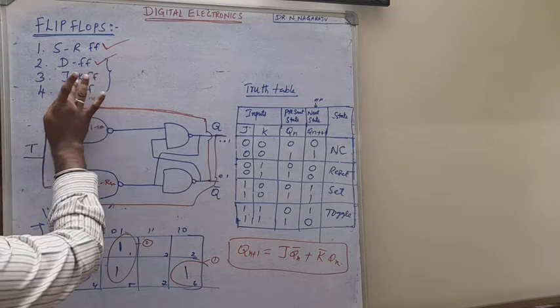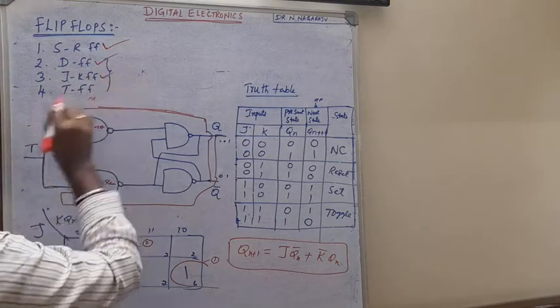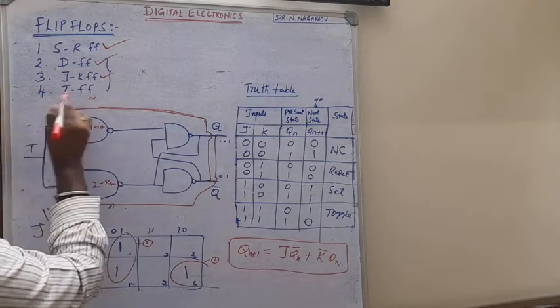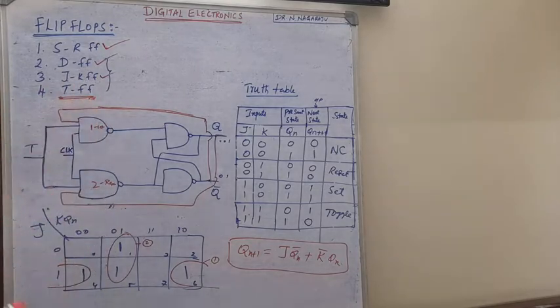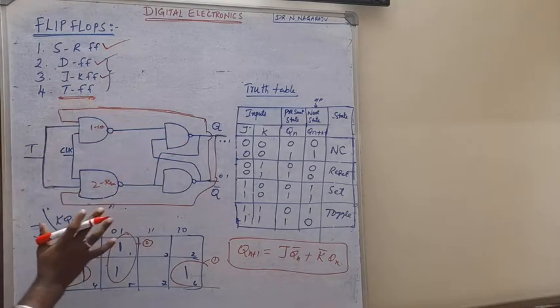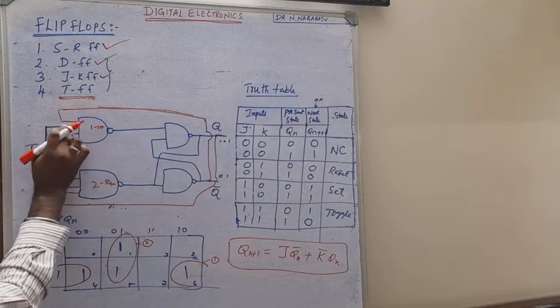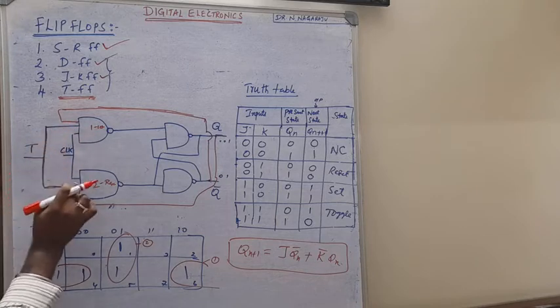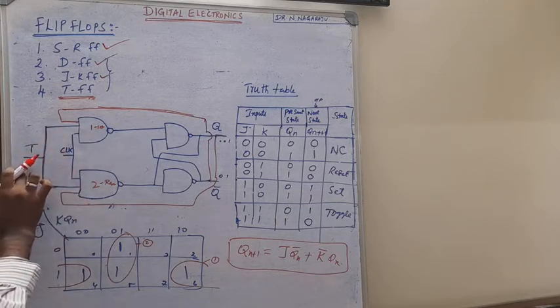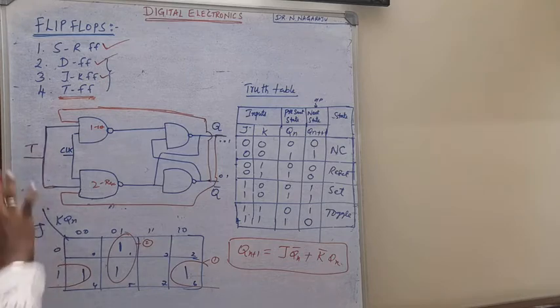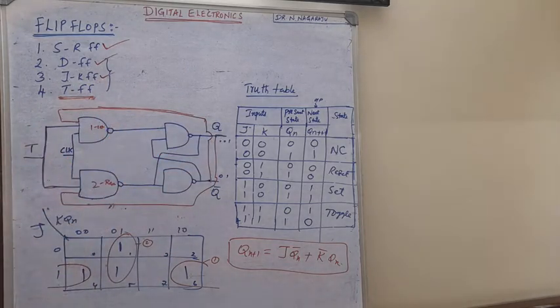Now the JK flip flop is over. We are going to see the T flip flop, the fourth flip flop. So this is the logic diagram. When J equal to 1 and K equal to 1, I am combining both and taking the common input as T. This is the logic diagram for the T flip flop.